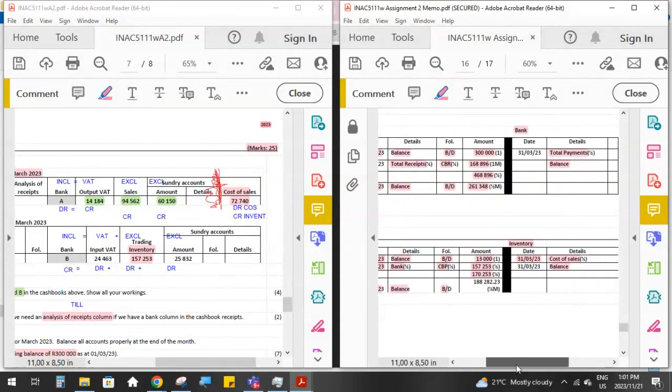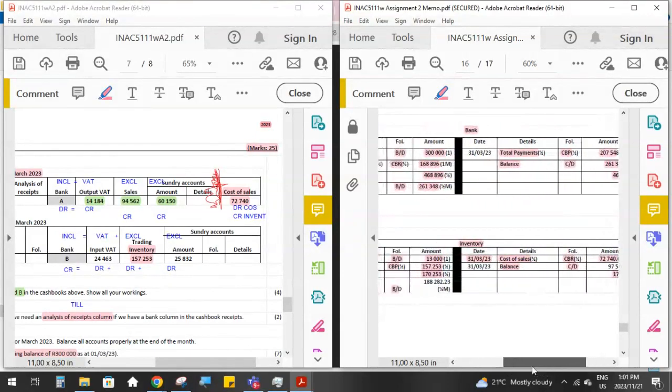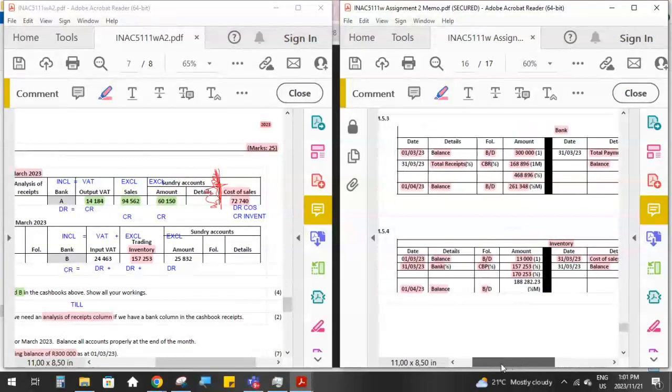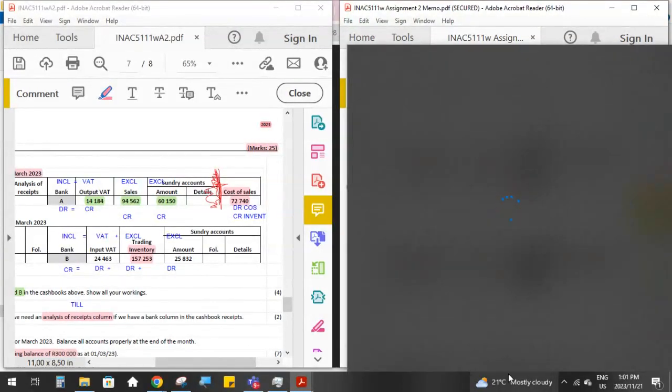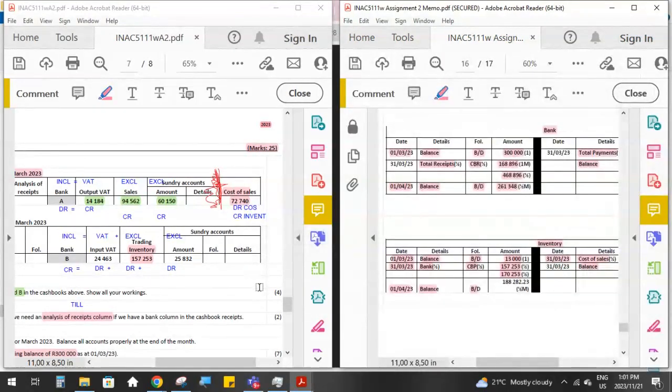Sorry, this is an error in this memo as well. Sorry, let me just get my version where I've corrected this. What was this? Petty cash, inventory. Yeah, this over here. Let me just correct this for you. It's not 188. That amount is 97,513. That's just a typo on the memo. Okay.